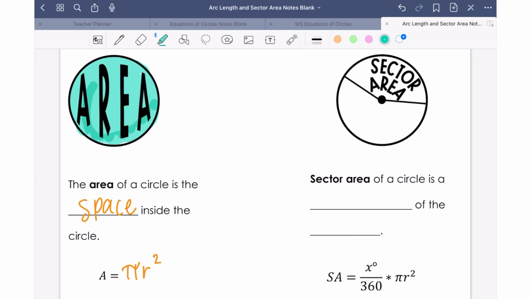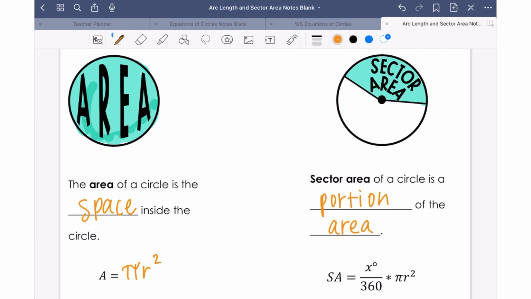And for sector area, it's kind of in the name. So section is the way I like to see it. It's just a section of the area, not the whole area of the circle, just a section of it. And so we bring back that word that we used for arc length. It's a portion of the area in the circle.